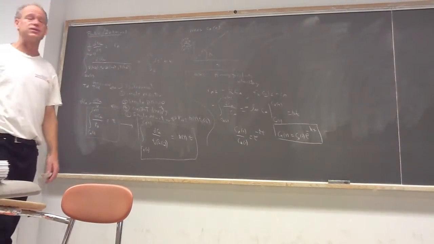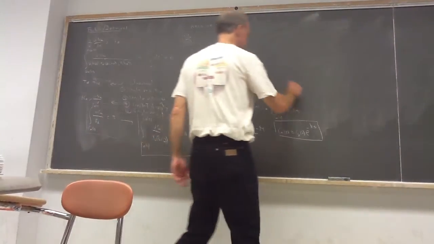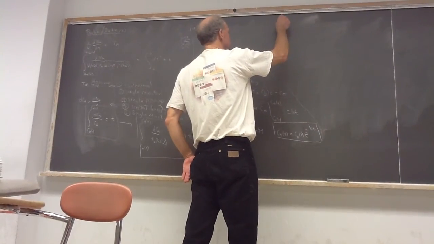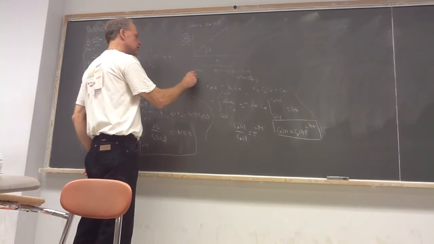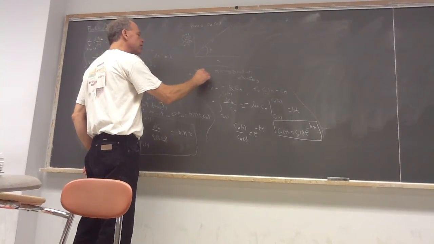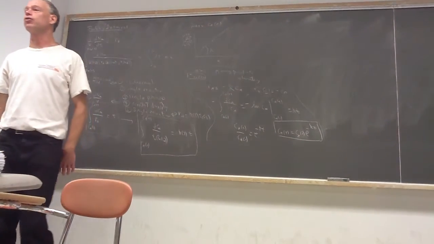Let's look at a couple of other examples. Let's say I have a 0th order reaction. This is called first order. And remember, what did we say order means? What is the order of a reaction?